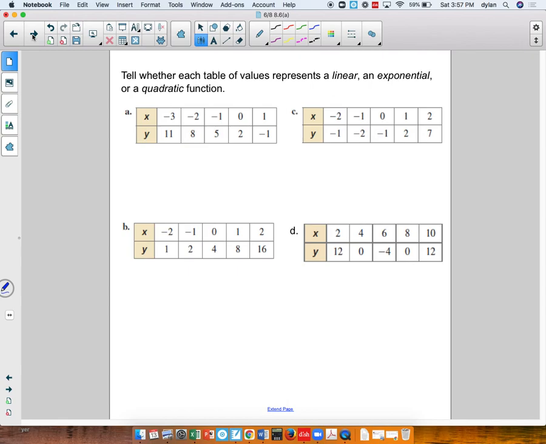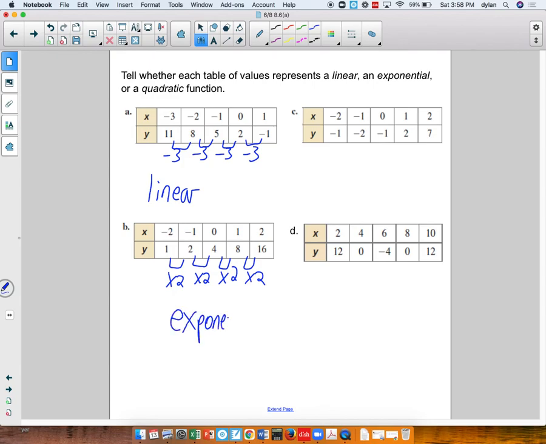All right, so our first table here in part A, we are subtracting 3 every time here. And so because we're subtracting 3 every time, that's a common difference of 3. So that tells us that we have a linear function. For part B, we are multiplying by 2 every time. And that tells us that we have a common ratio of 2, which means that this table represents an exponential function.